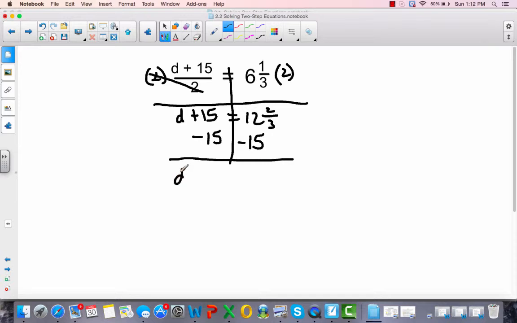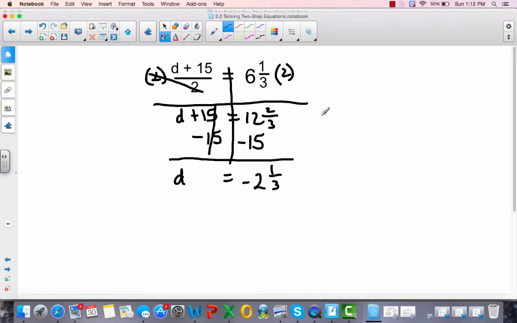So that leaves us with d. Cancel each other out. Equals. And we've got negative 15 and positive 12 2/3. So we get the difference between the two numbers, which is 2 1/3. And we keep the sign of the larger number, which is negative. So our answer is negative 2 1/3.